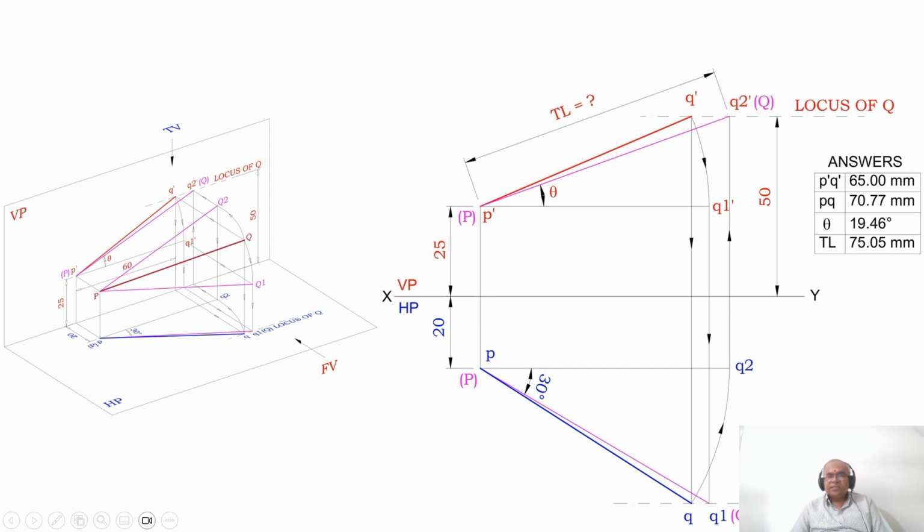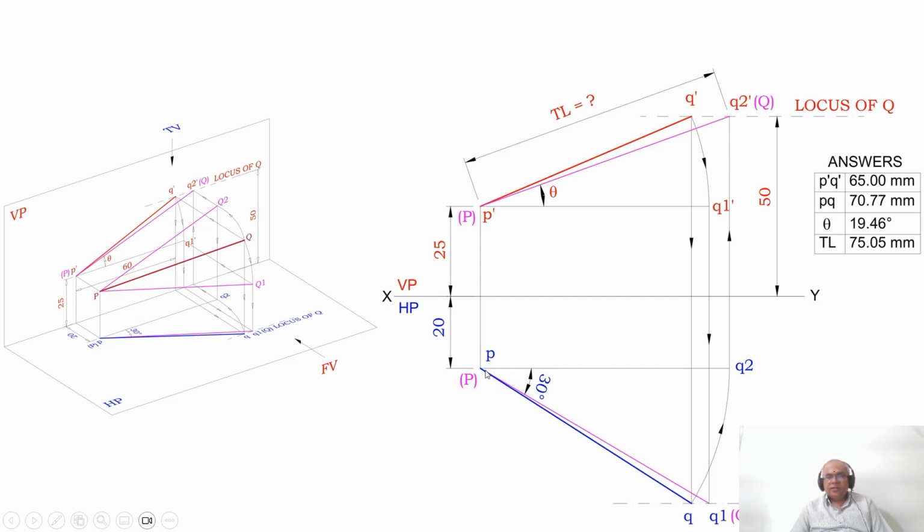Once you get this, you know the distance between the end projectors in the top view is also 60. So from P you measure 60 mm and draw a vertical projector such that it cuts the locus of Q in the top view. You mark this point as small q, then join P to Q with a dark line.